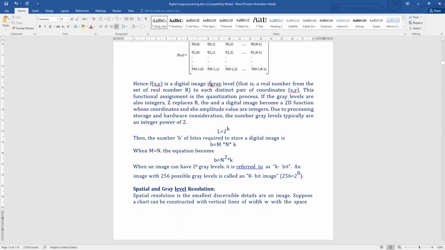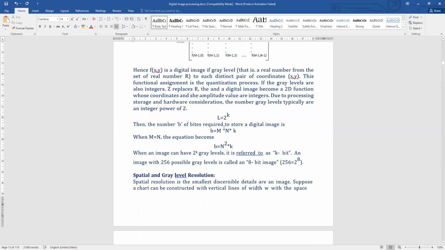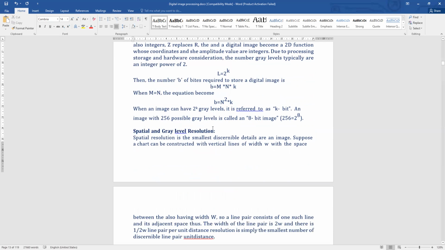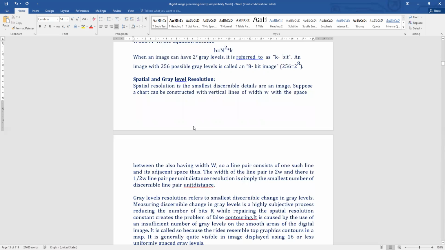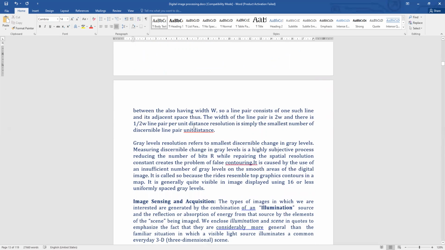If the gray level is a real number, we have to specify a coordinate x, y. So L is equal to 2 to the power k. Now digital image acquisition: spatial and gray level resolution. Spatial resolution is the smallest discernible detail in the image. Suppose we use line pairs, where a line pair consists of a line and a space of width W, so there is 1/2W line pairs per unit distance. We have to specify the resolution. There is one new word, gray level resolution, which refers to the smallest discernible change in the gray level.